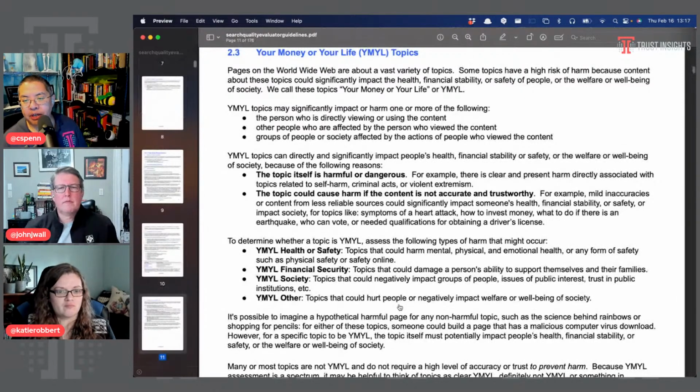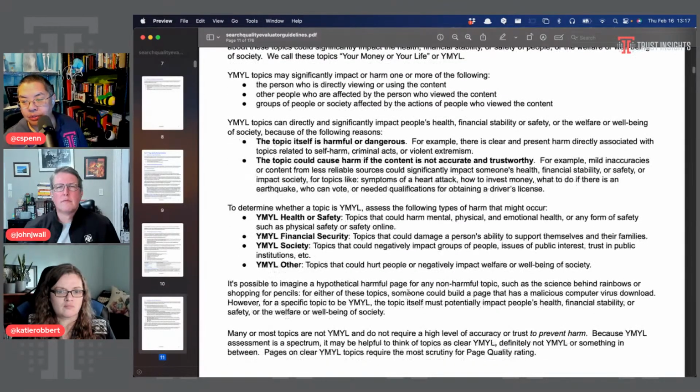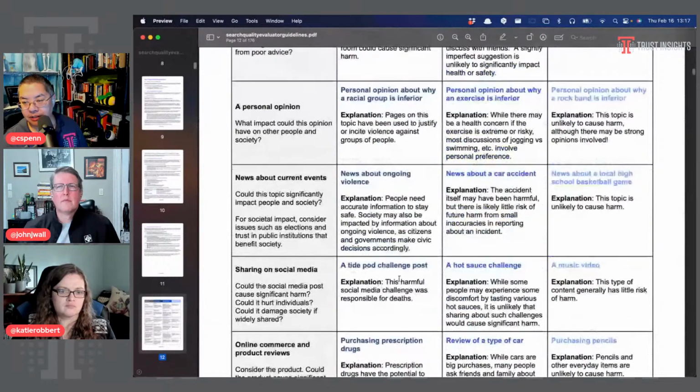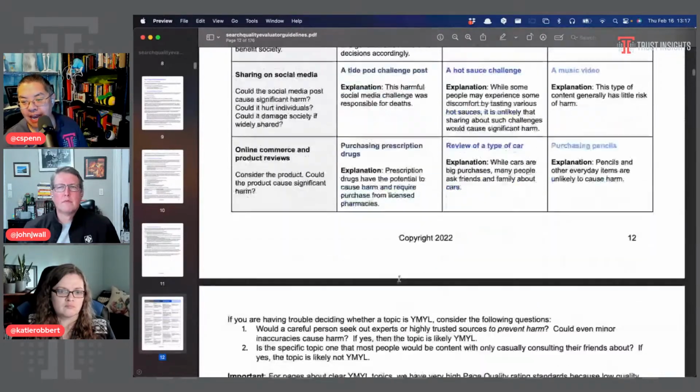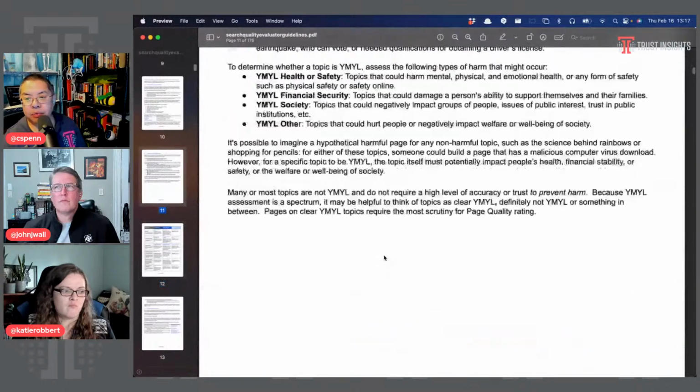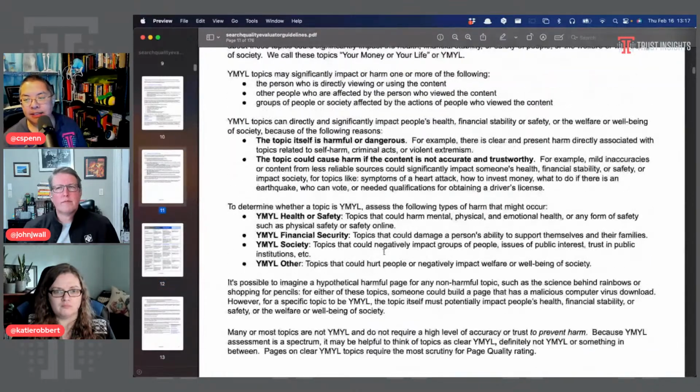Right. So, your money or your life topics. The topic itself is harmful or dangerous, or the topic could cause harm if the content is not accurate or trustworthy. So health or safety, financial security, society, and other. Now, here's the thing. Google doesn't present a clear list, right? They do say here are the various different examples, but there isn't a clear list, and it is not site-wide.